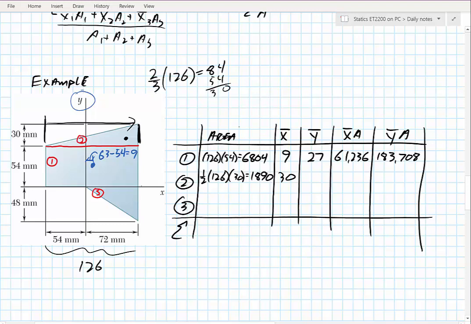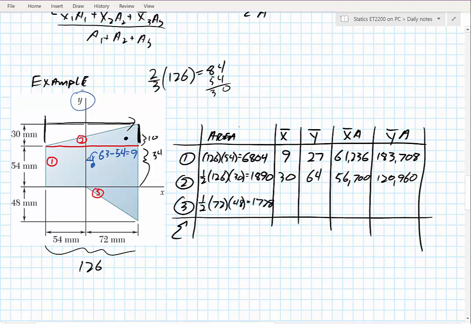For Y bar, I have to add in this little 54 before I go 1/3 of the way up. So 1/3 of 30 is 10, and then I have this other 54. So my Y bar would be 64. Multiply that through, I get 56,700 and 120,960.